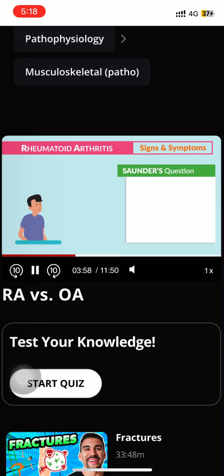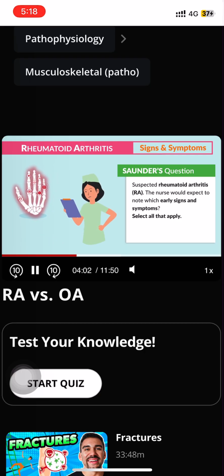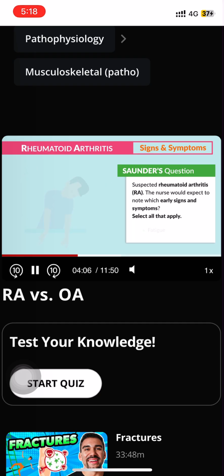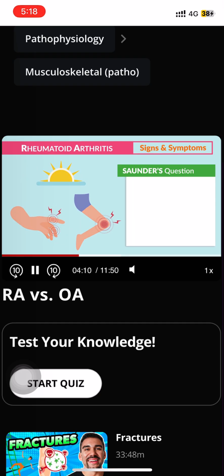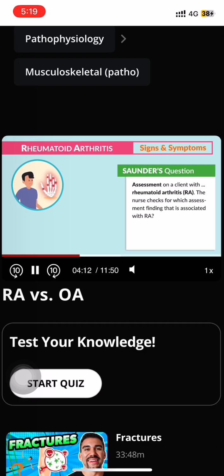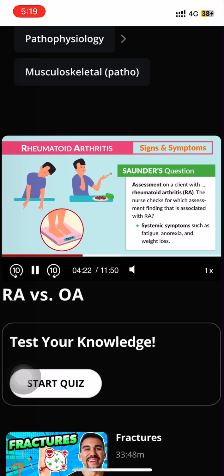Now Saunders mentions, suspected rheumatoid arthritis. The nurse would expect to note which early signs and symptoms. Select all that apply. Fatigue and morning stiffness. And a second question here. Assessment on a client with RA. The nurse checks for which assessment finding that is associated with RA. Systemic symptoms such as fatigue, anorexia, and weight loss. Big key terms right there.